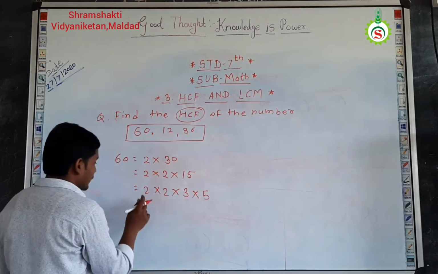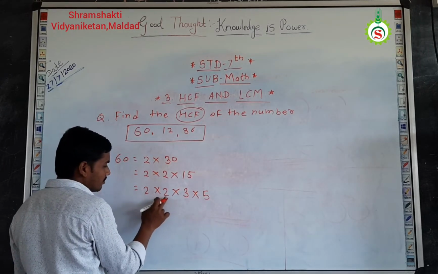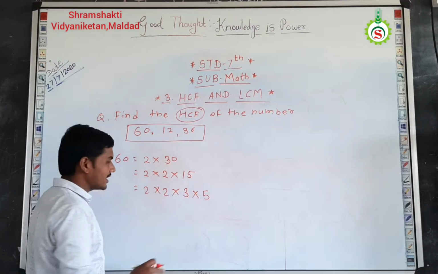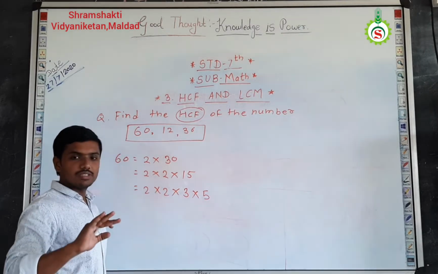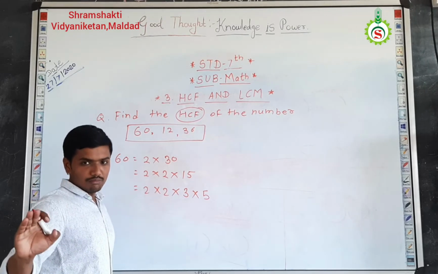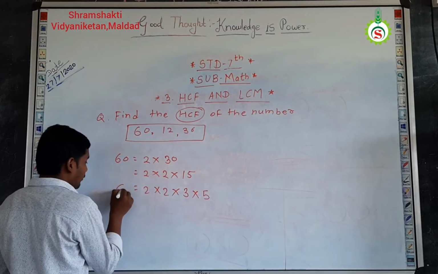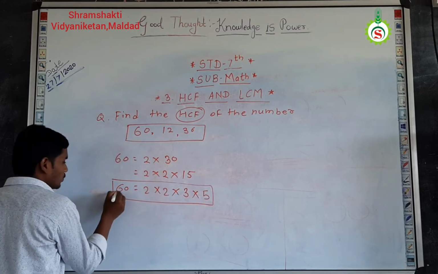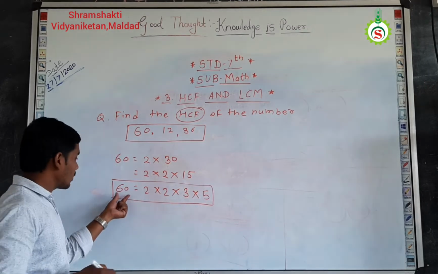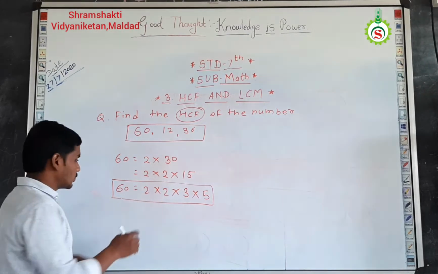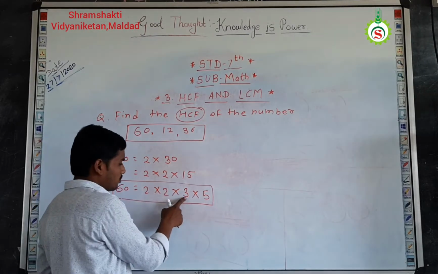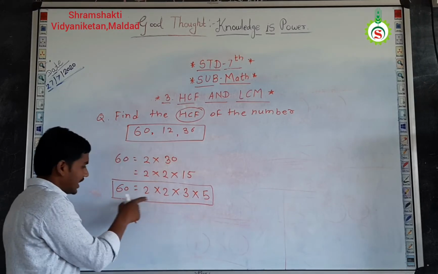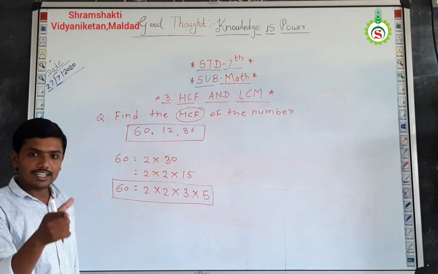Now see, that 2 is not divisible by another number, that 2 is also not divisible, that 3 is also not divisible by another number, and that 5 is not divisible by any other number. That means our factorization process is over. That means we have found the factors of the number 60. So 2 2s are 4, 4 3s are 12, and 12 5s are 60. That means our factors are correct.